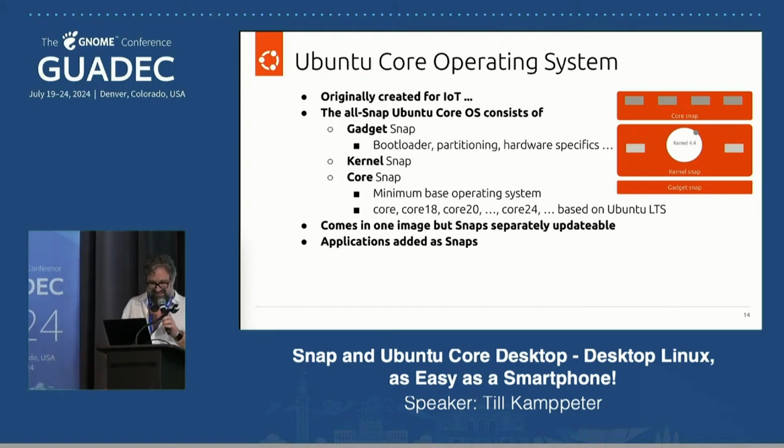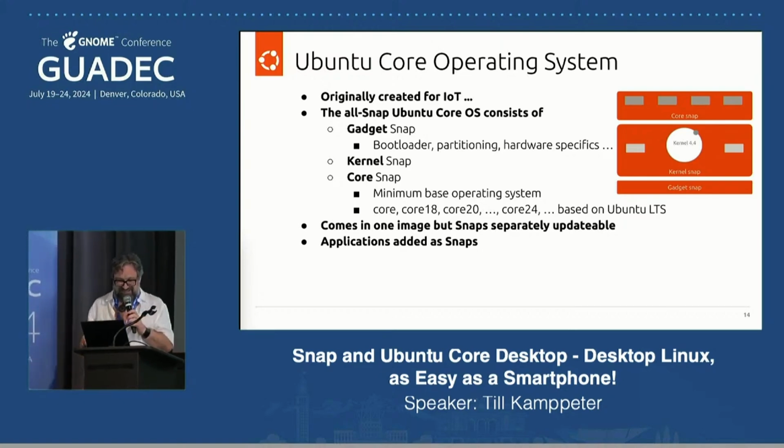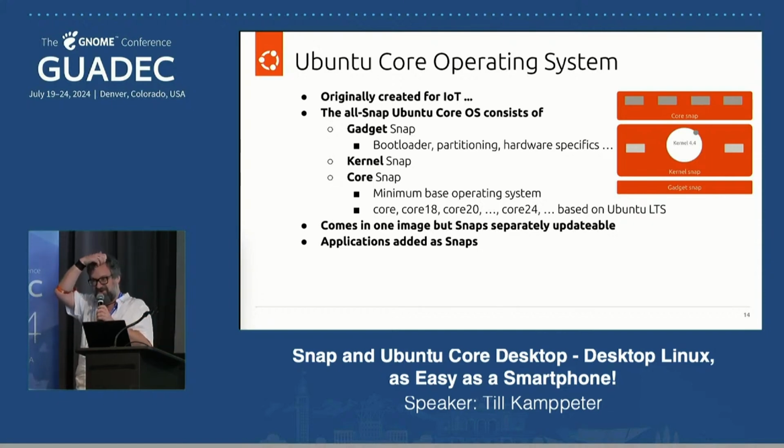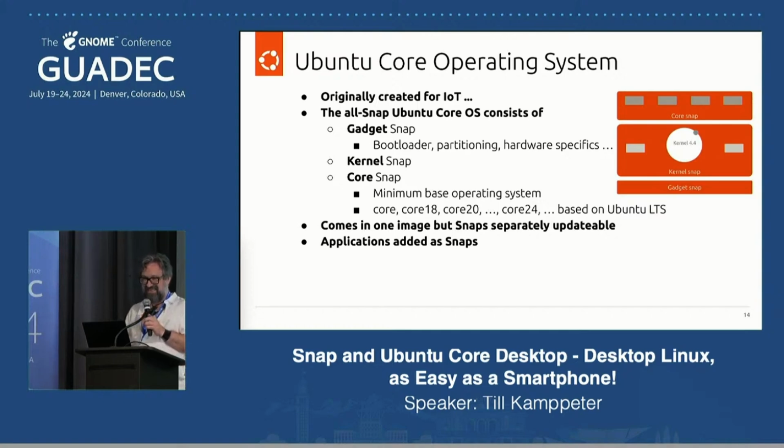And the operating system itself contains, first, the gadget snap. And this is the snap which describes how the storage media is partitioned and how the system boots. And then there's the kernel snap. This is the kernel of the system. And so you see the kernel is in a snap. And there's a core snap. This is the operating system core. These are all the common libraries which every program is using, the shell, systemd, and things like that. And so this makes up an operating system.